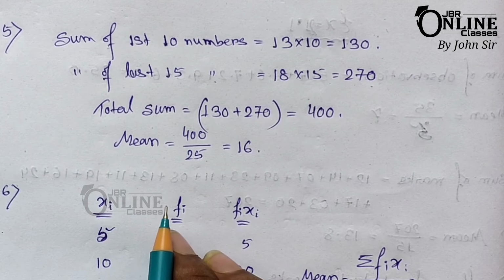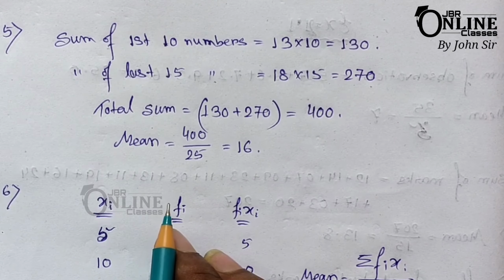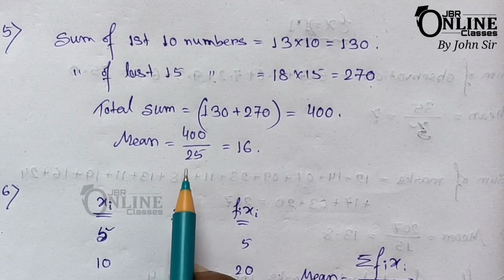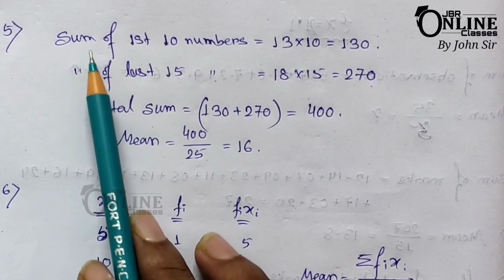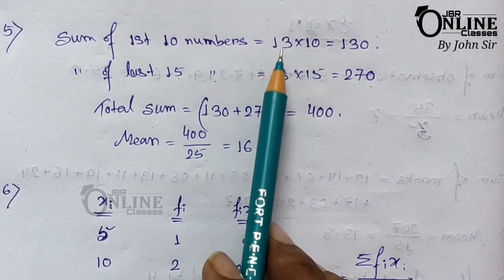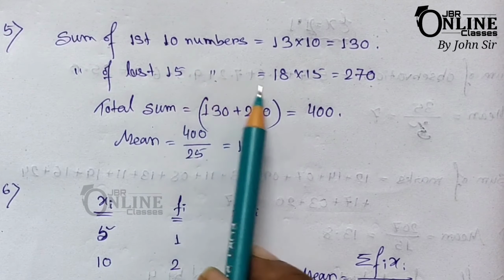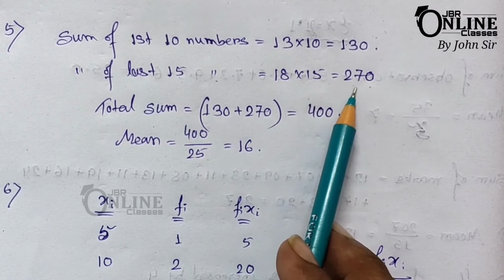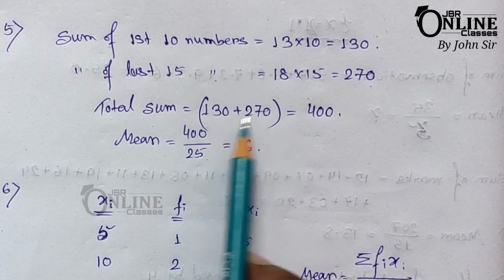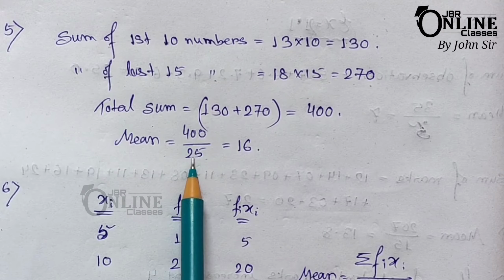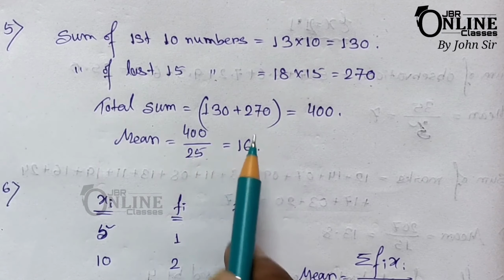Sum number 5. Find the mean of 25 given numbers when the mean of 10 of them is 13 and the mean of the remaining numbers is 18. So the sum of the first 10 numbers equals 13 into 10, which is 130, and the sum of the last 15 numbers equals 18 into 15, which is 270. So the total sum equals 130 plus 270, which is 400.